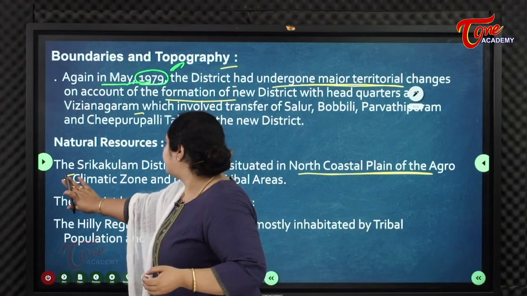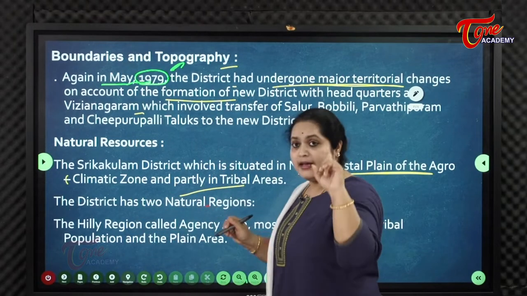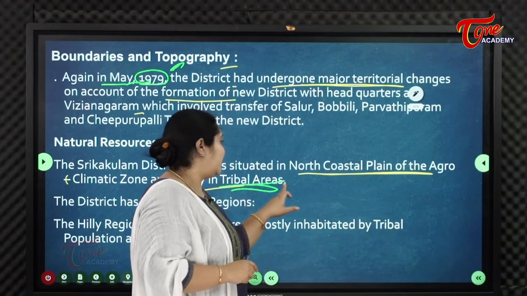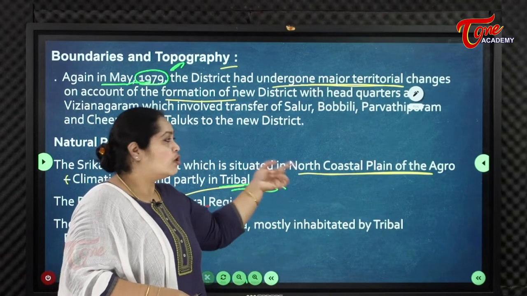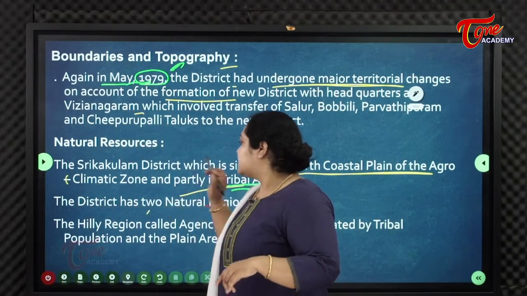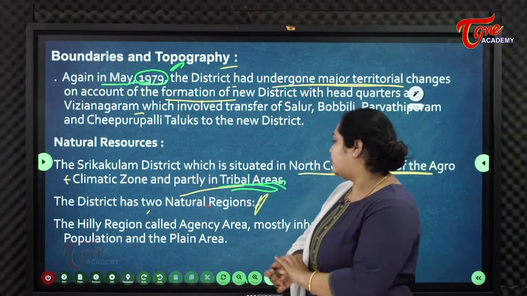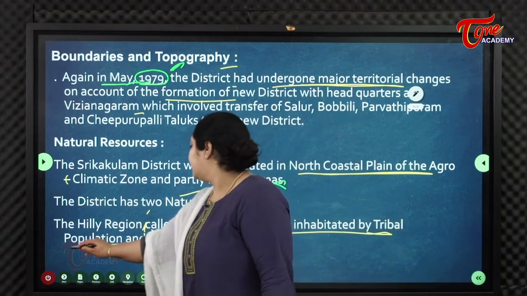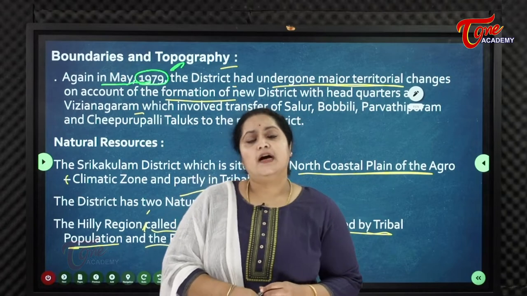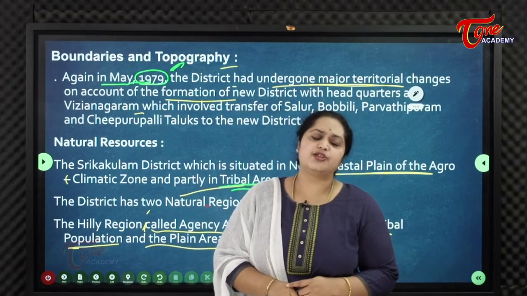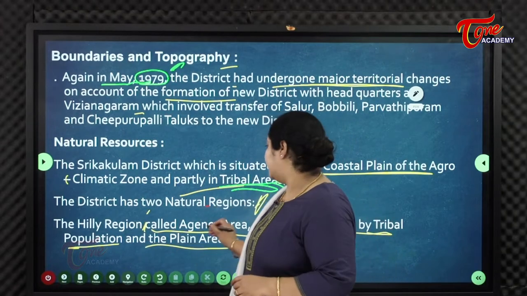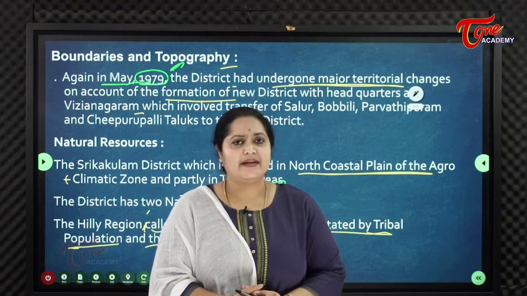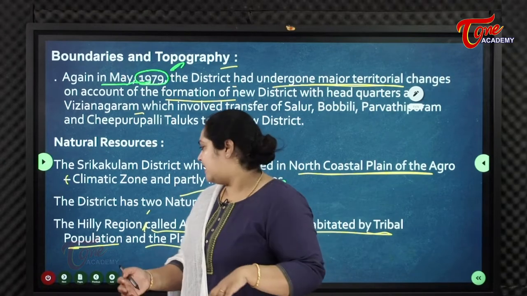The district has two natural regions. It possesses both the northern coastal agroclimatic zone and the tribal region also. What are they? The hilly region, also called agency area, mostly inhabited by tribal population, and the plain area, the normal plains. The hilly regions, which are tribal areas, are most popularly called agencies. In the hilly regions, it is mostly inhabited by tribal people of that locality.